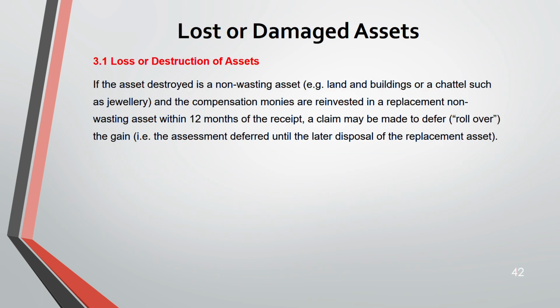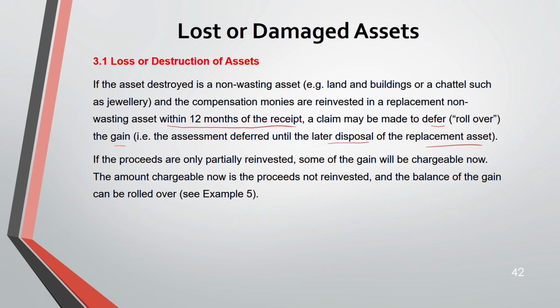Normal gain CGT. But if you have reinvested the proceeds that you received when the asset got destroyed, that means you have bought another asset using that proceed. You have reinvested in a replacement non-wasting asset within 12 months of the receipt. Then you can make a claim to defer or roll over your gain. That means you're not calculating the CGT now. You're deferring the gain to later. So the assessment is deferred until the later disposal of the replacement asset. When you sell off that replacement asset, that time you have to pay CGT.